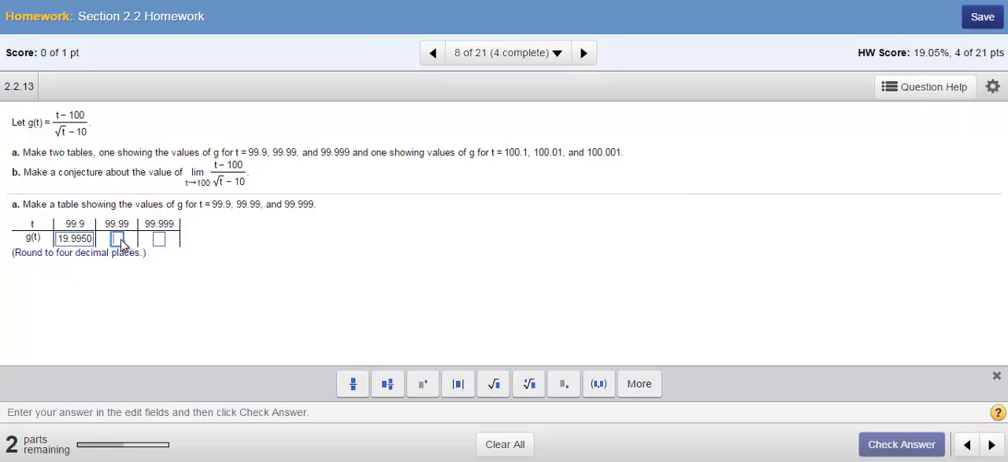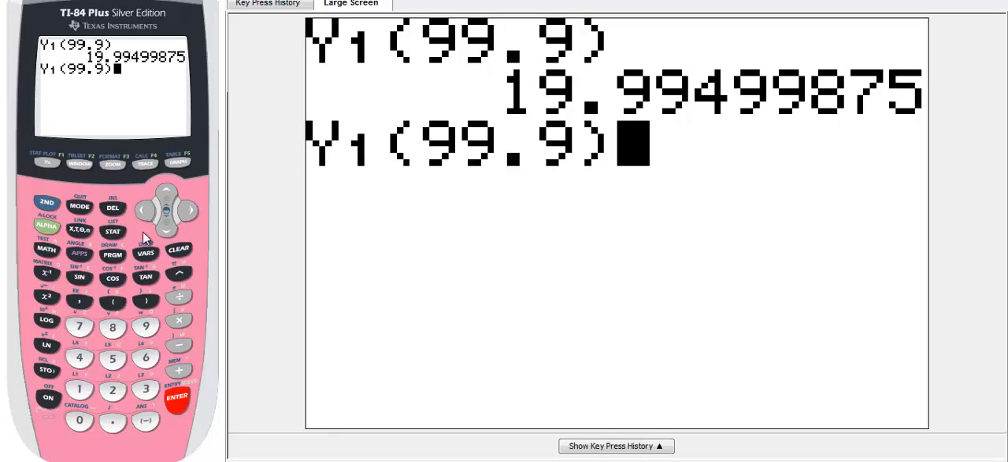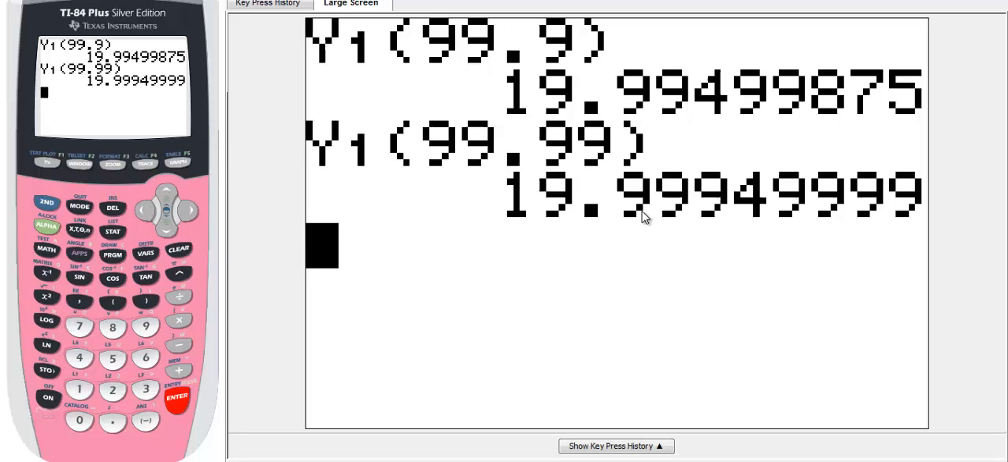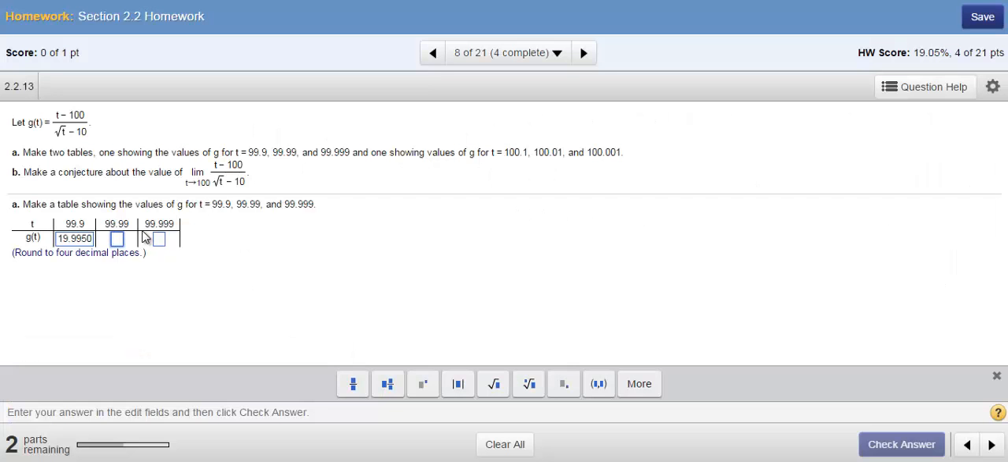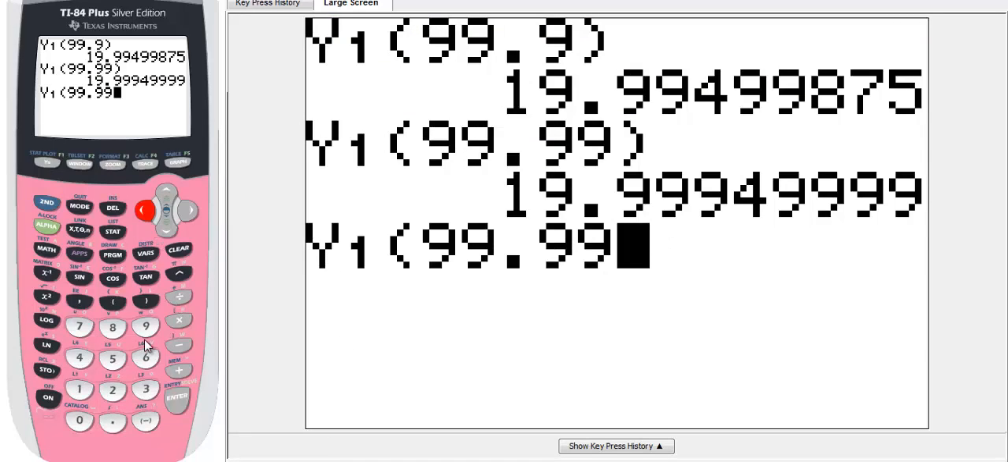Okay, now I'm going to do the same thing again. This time it wants me to have an extra 9 there. So again, this would be 19.9995. And then lastly, there's another 9 in there.